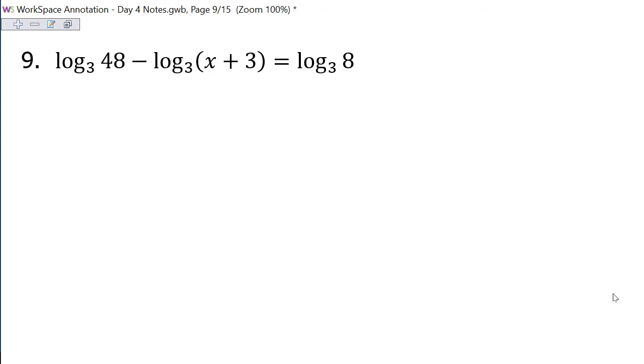Next one, number 9, log base 3 of 48 minus log base 3, in the parentheses, we have x plus 3. That equals log base 3 of 8.